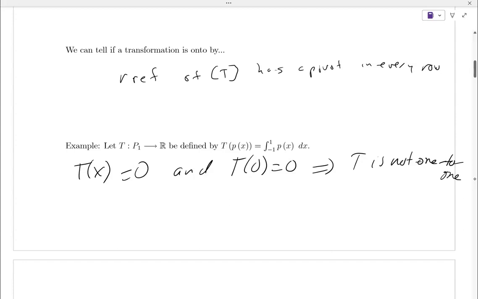A fancy word for one-to-one is injective. How about onto? Injective is inject and then IVE.